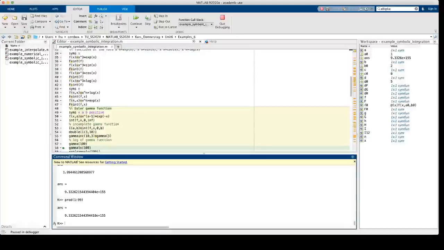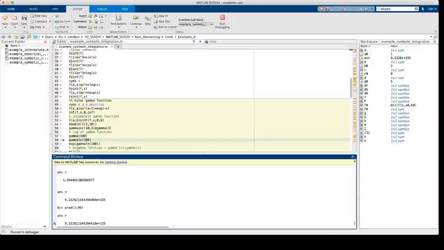You see they are slightly different because they are not computed the same way. This is just a product of all natural numbers from 1 to 99, and this is the value of the gamma function at x equals 100, which is computed quite a different way.